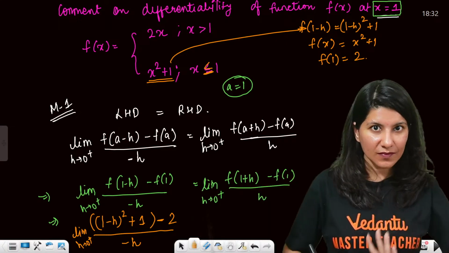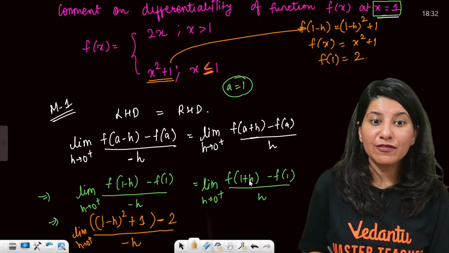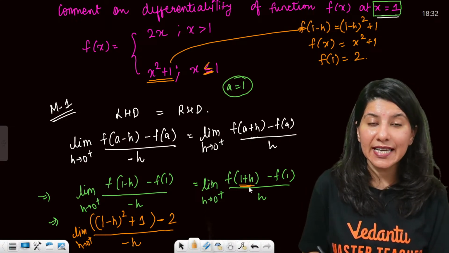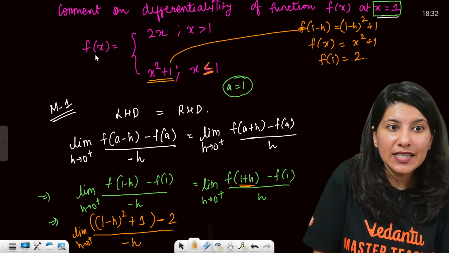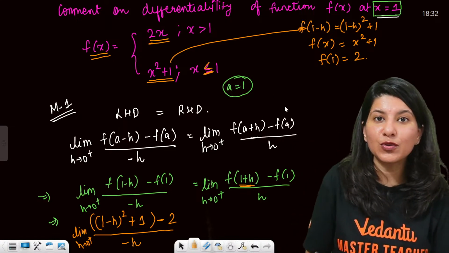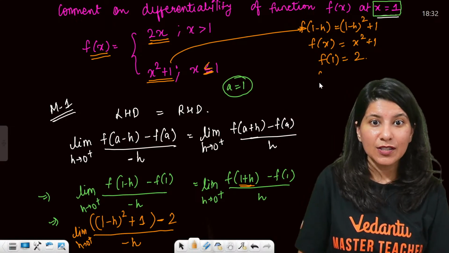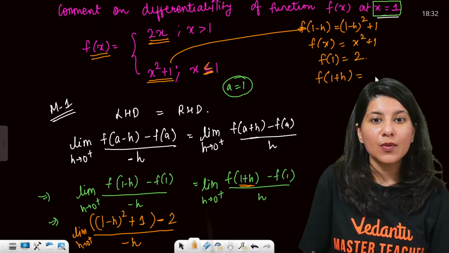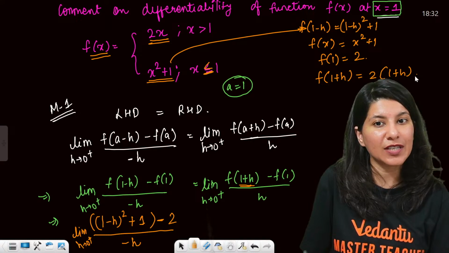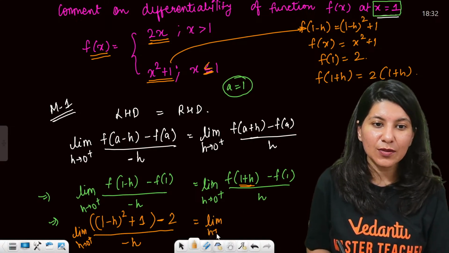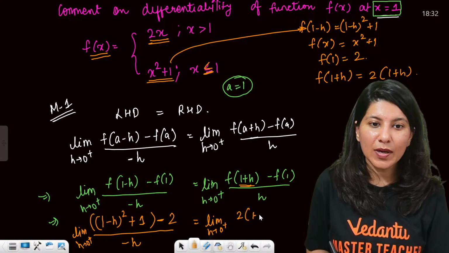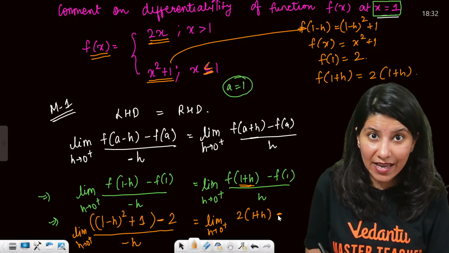Okay, same. Limit f of 1 plus h. Now 1 plus h means you are looking for x greater than 1, and for x greater than 1, we have to use this 2x. So f of 1 plus h will be twice of 1 plus h. Correct or not? Yes. So this is going to give you limit h tends to 0 plus, twice 1 plus h minus f of 1.